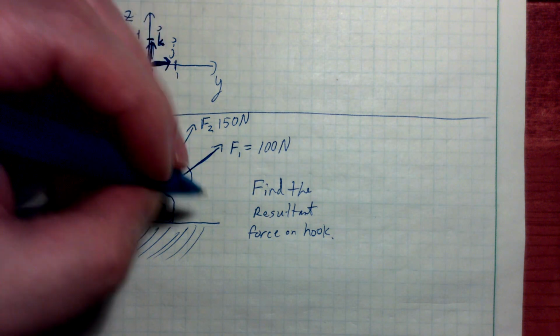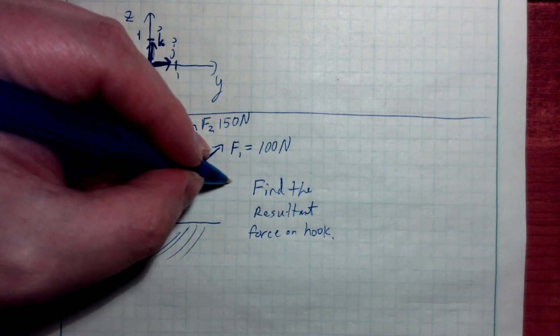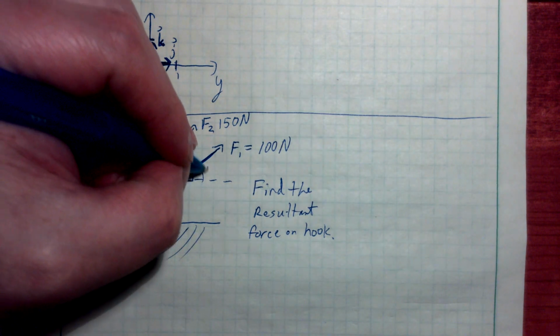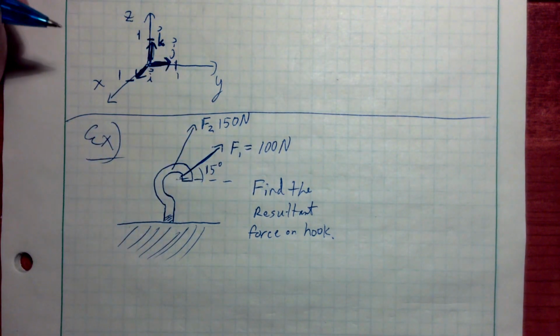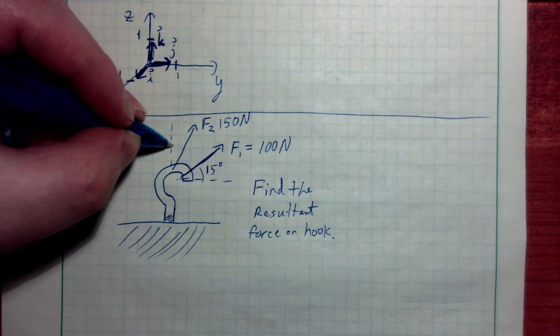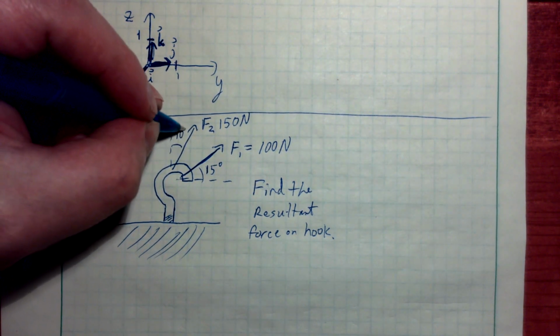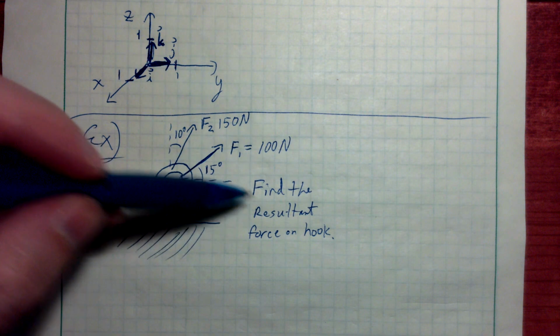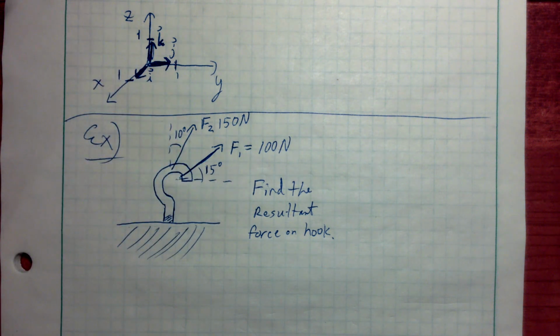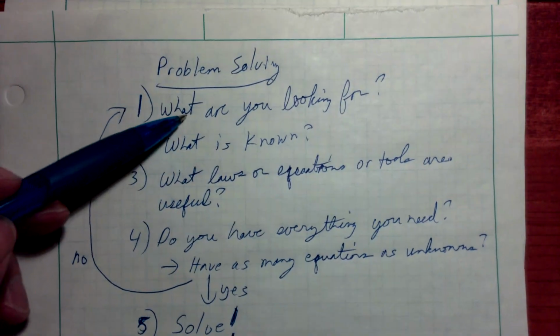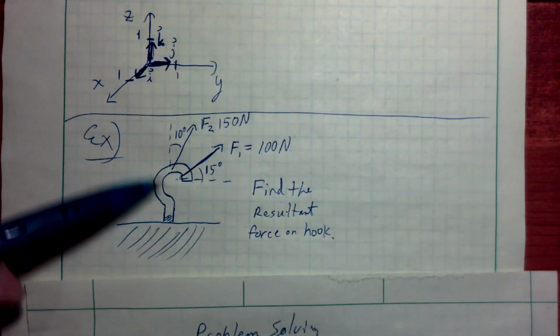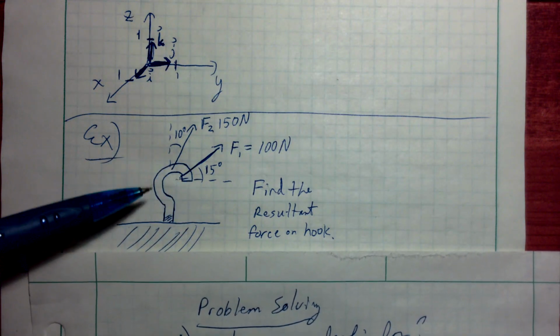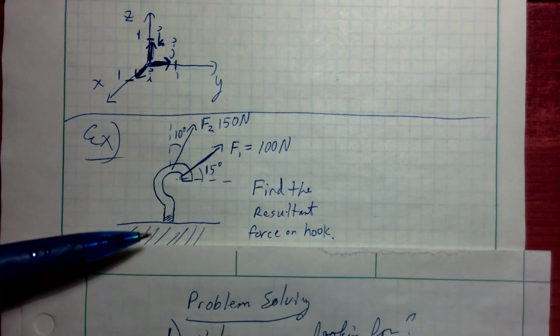Now, there's additional information given to you in this problem. They've given you from horizontal that F1 is 15 degrees from horizontal, and F2 is 10 degrees from vertical. So we want to find the resultant applied to this. Remember, they said, what are you looking for? We want the resultant. What is known? Well, we know these things. We've recorded that from our textbook, and that's now a diagram in our problem here.